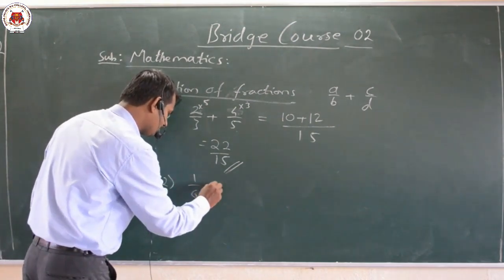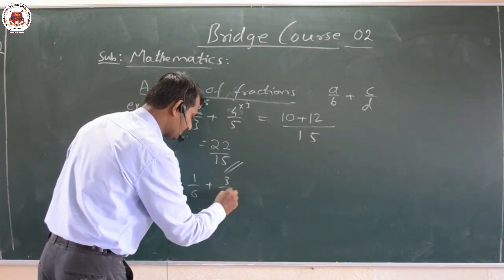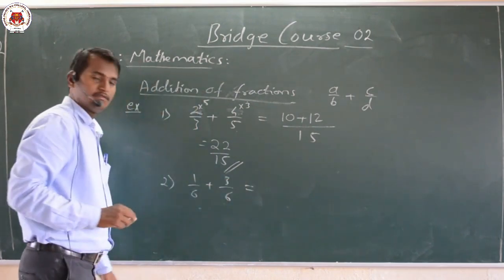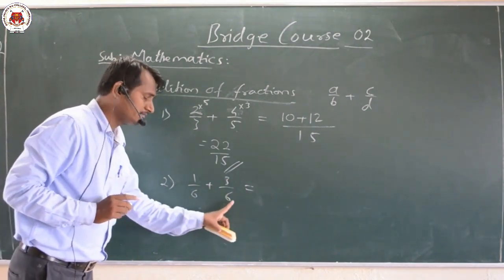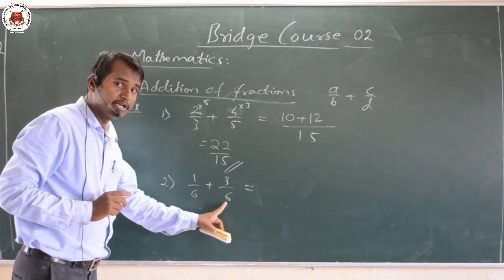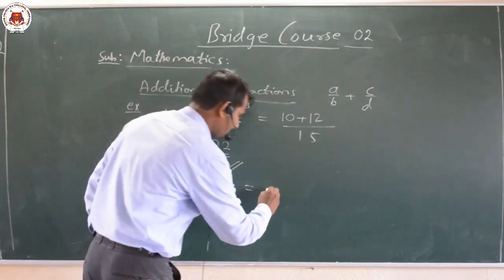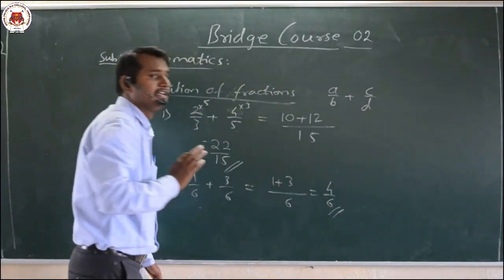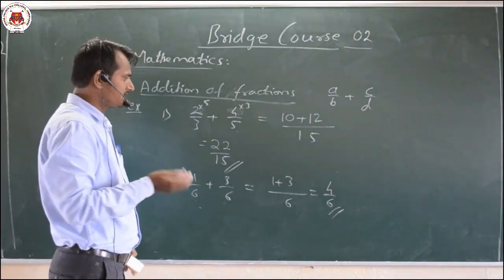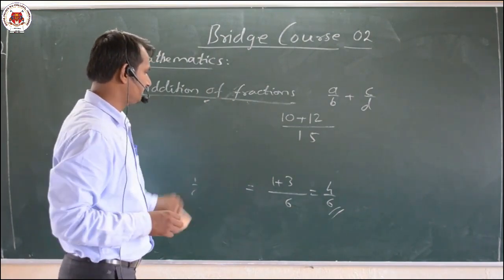1 by 6 plus 3 by 6. Since here the denominators are the same, no need to find out the LCM. Even if you take the LCM, 4 by 6 is your required result here. Now let us take a few more examples related to our addition of fractions here.